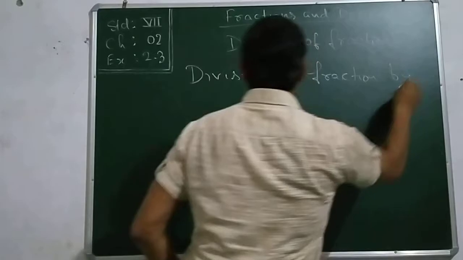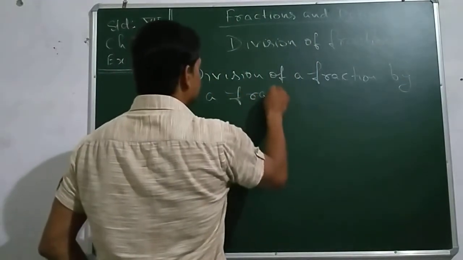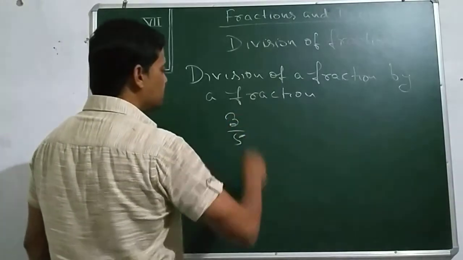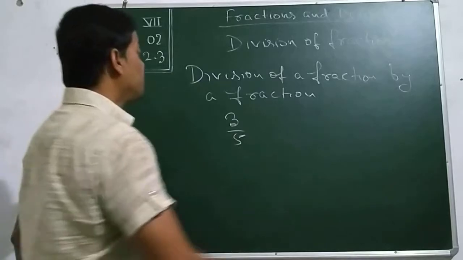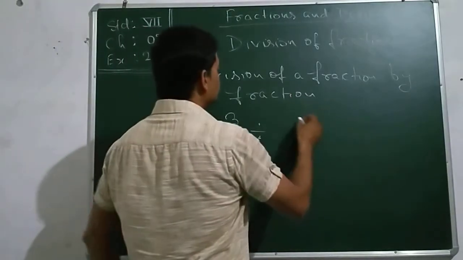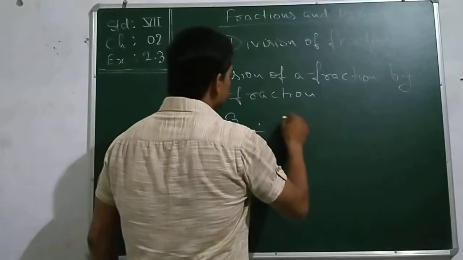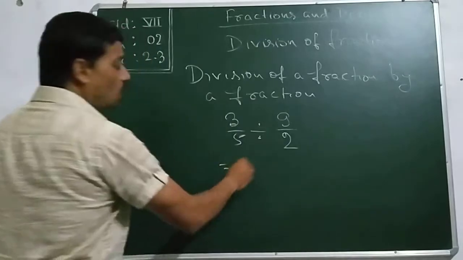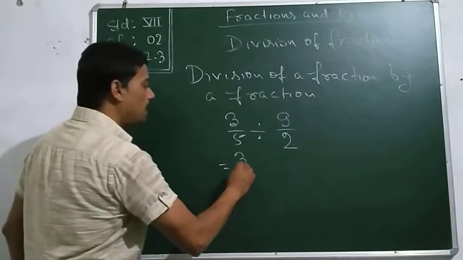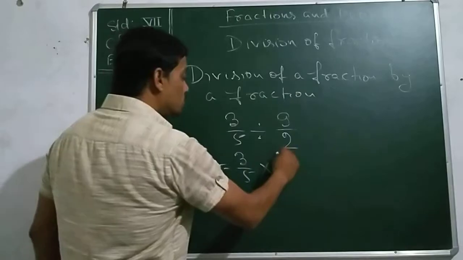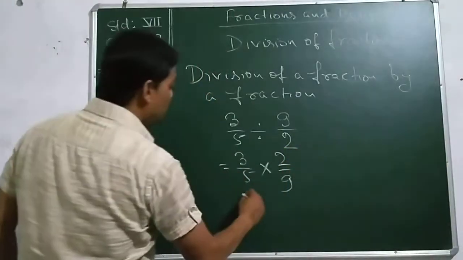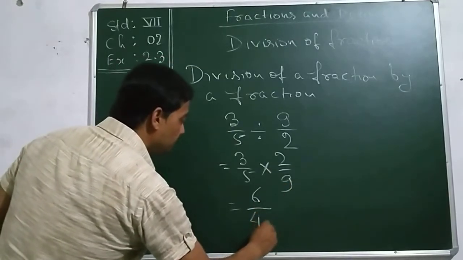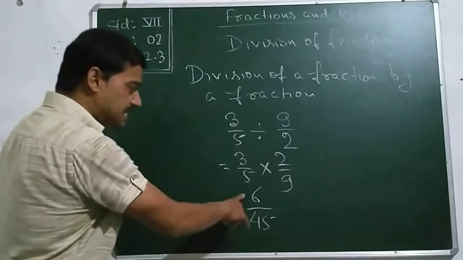Division of a fraction by a fraction. Say 3 by 5 is a fraction and we need to divide this by 9 by 2. To solve this, we will do 3 by 5 into 2 by 9. The result will be 6 by 45. You can also go for this.